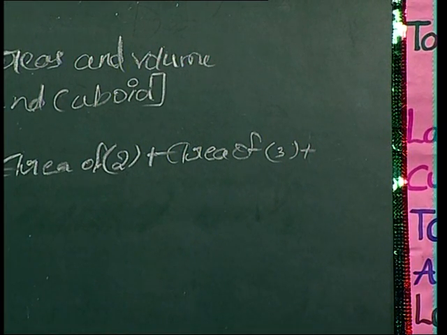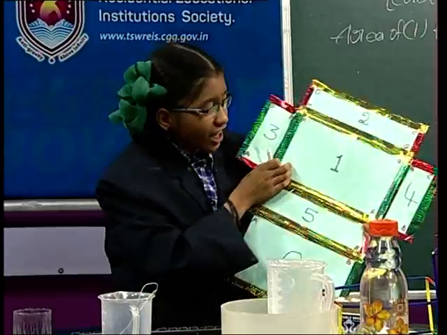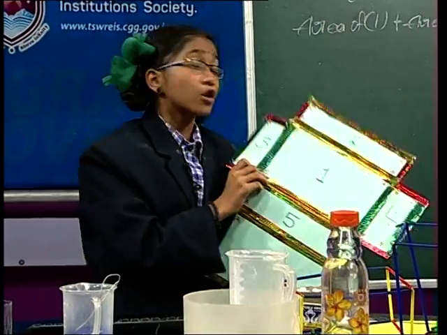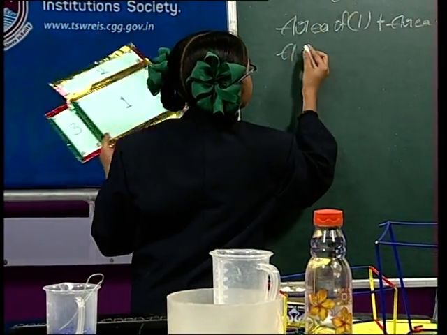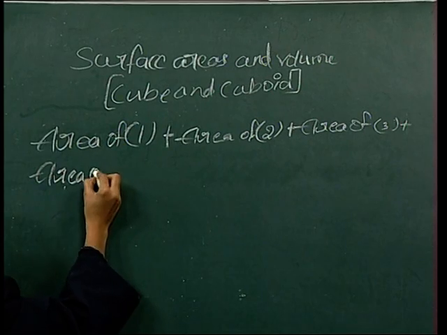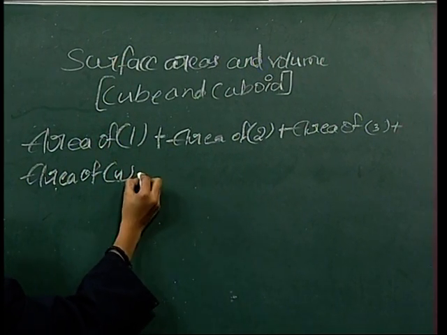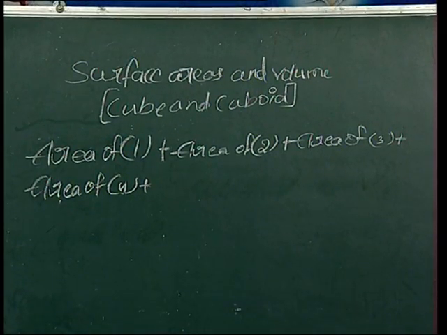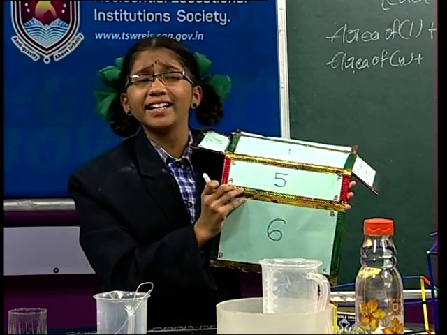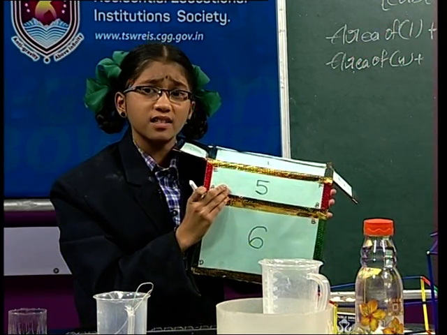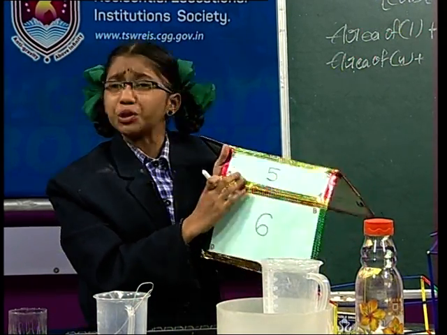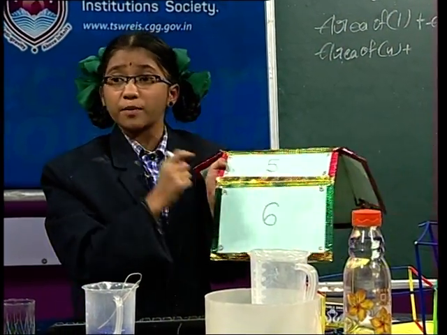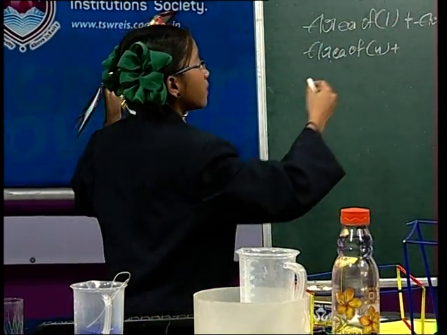Next, where do you find the fourth face? Very good. Here we find the fourth face. So, we may find the area of the fourth face. So, we have to add it. Area of the fourth face plus. Next, where do you find the fifth face? Here we find the fifth face. So, how many dimensions are there? We have here 2 dimensions only because it is in a rectangle shape. It has 2 dimensions only. So, area of the fifth face.